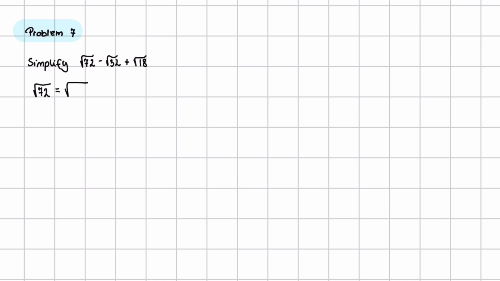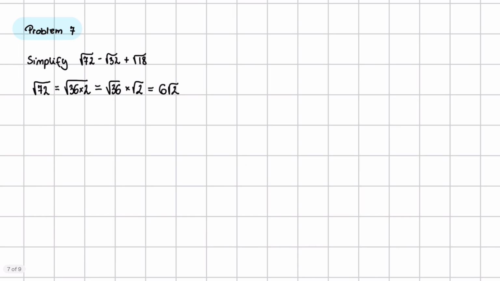So we can firstly write it like this, then like this, and finally like this, because square root of 36 is 6, and 6 multiplied by square root of 2 is this: 6 and square root of 2.